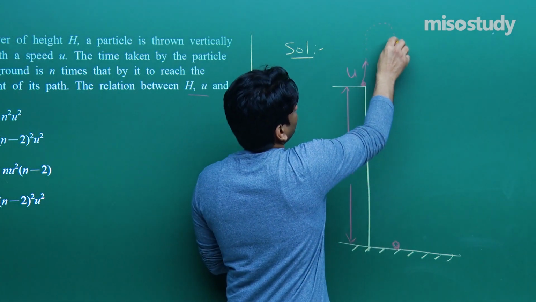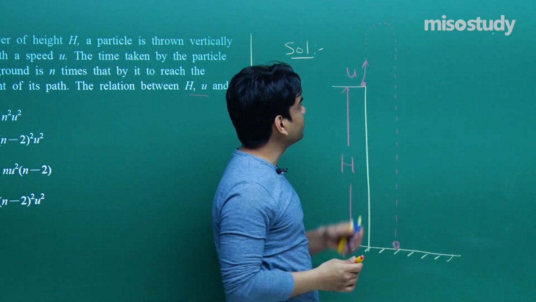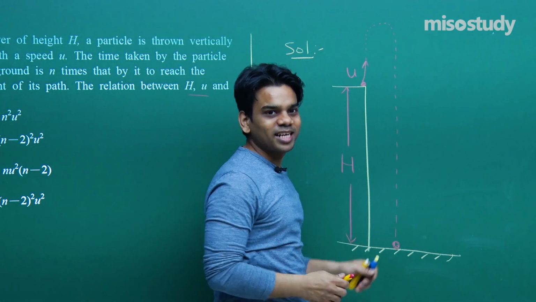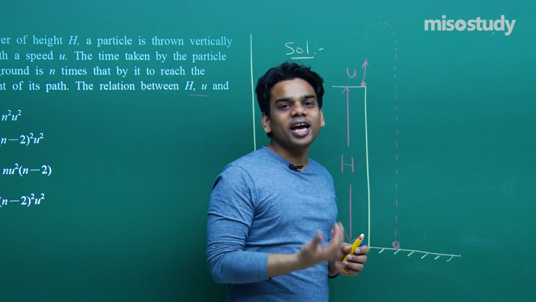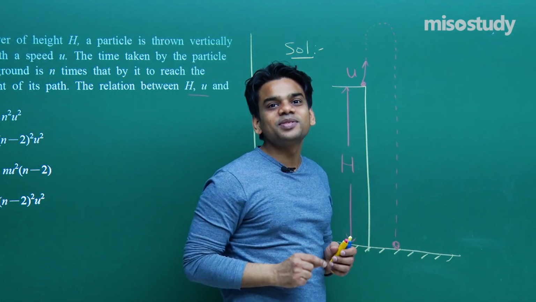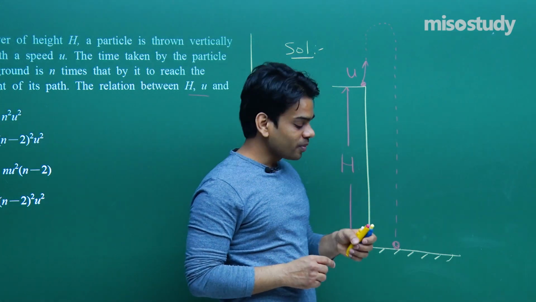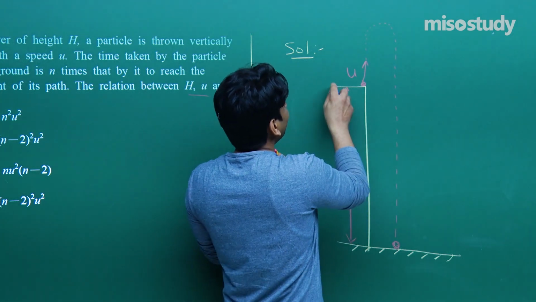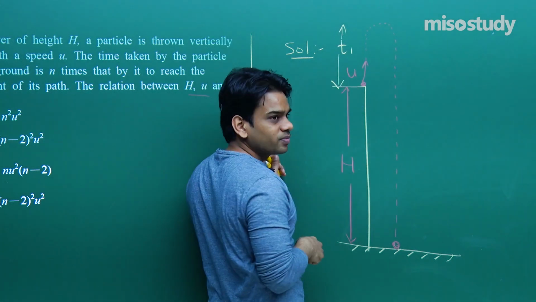As this moves and as it comes down, this is the overall scenario. I hope that you can clearly see this magenta color line that I have drawn. Now you see here, it says that the total time taken is n times the time taken to reach the top at the highest point. So let us say to travel to the highest point, it took time t1, not a problem.